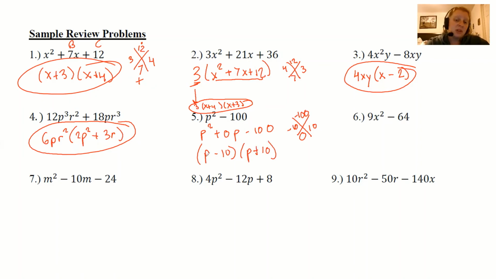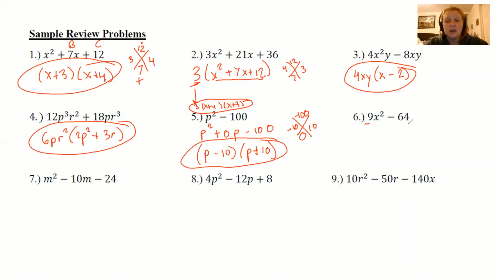I don't typically write p plus negative 10. I just write p minus 10 and save myself a little bit of writing. All right, so that is factored. And again, if it wasn't a difference of squares, meaning subtraction of 2 perfect squares, I could not use this trick at all.